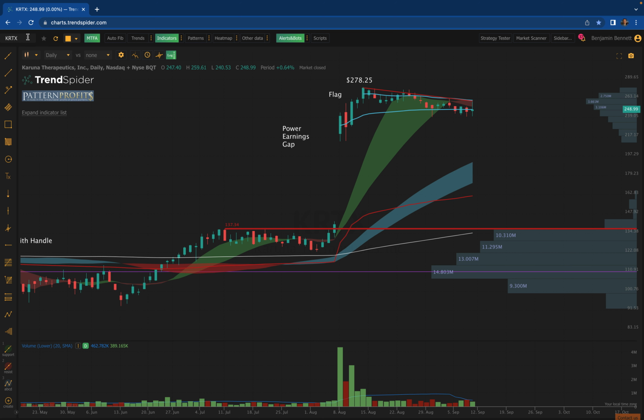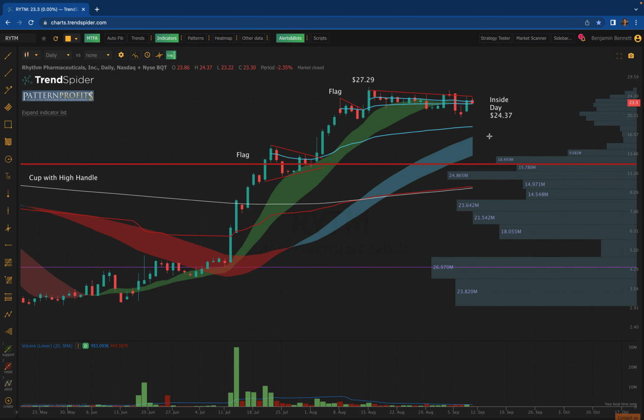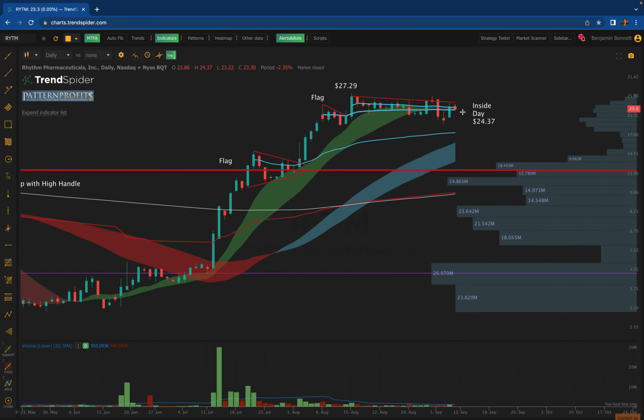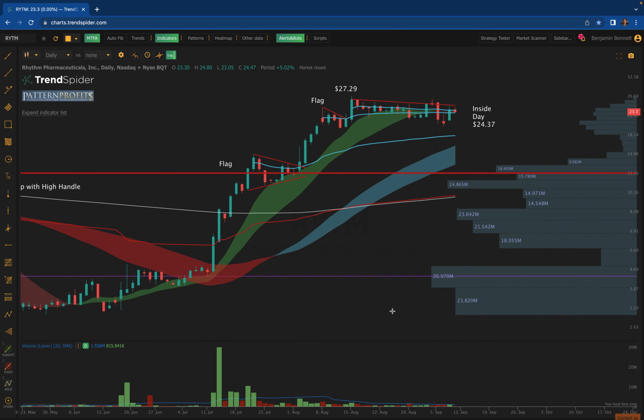Again, that's KRTX. One more to take a look at, same group, RYTM. This, another flag moving sideways. Had a bit of a fake out here and then a shakeout here and then a nice recovery. Inside day on Friday, right there into anchored VWAP from off of the high, anchored VWAP from off of that prior high. Inside day comes out over 24.37. If that can come out to the upside, maybe the catalyst to push it through that descending trend line and get it back into new highs above 27.29. That's what I'd be looking for there.